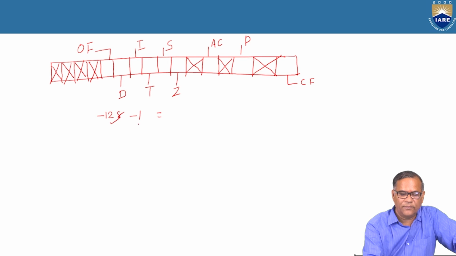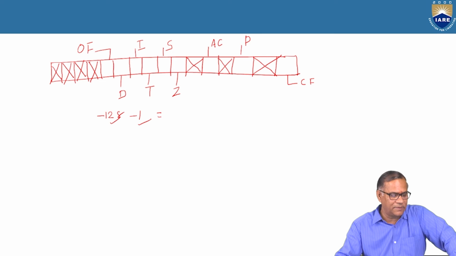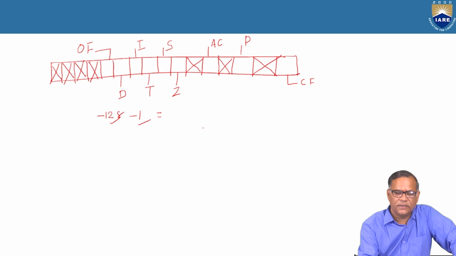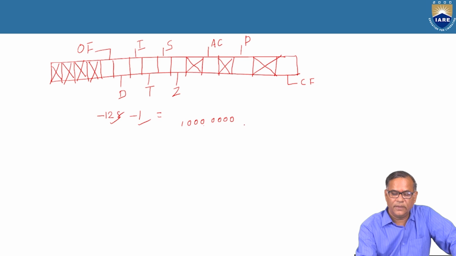So both are negative numbers. And how is minus 128 represented? In 2's complement fashion. First, what is 128? 128 is 1, 0, 0, 0, followed by zeros. So 8, 16, 32. Okay, so this is plus 128. How is it represented in 2's complement?